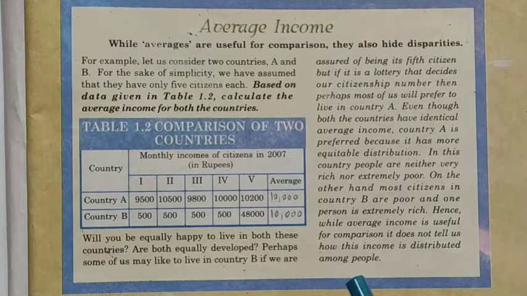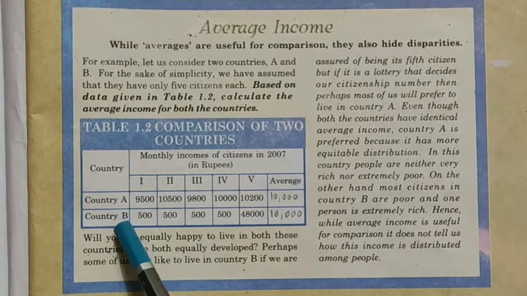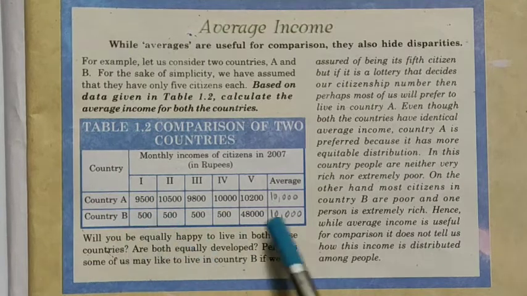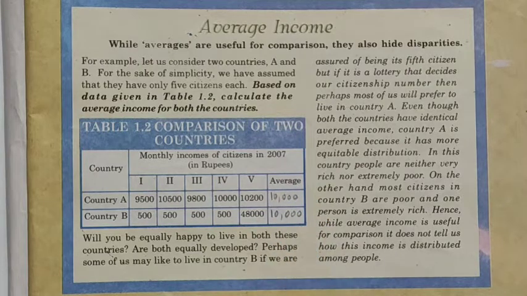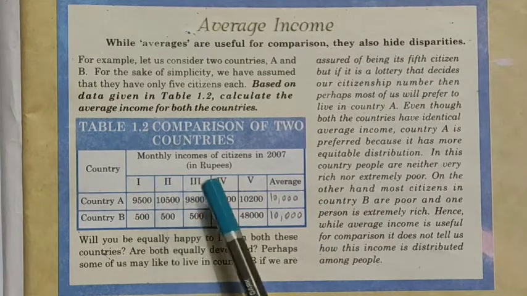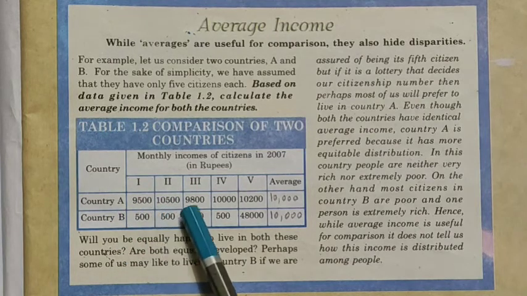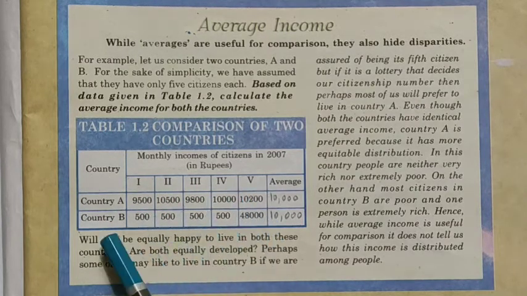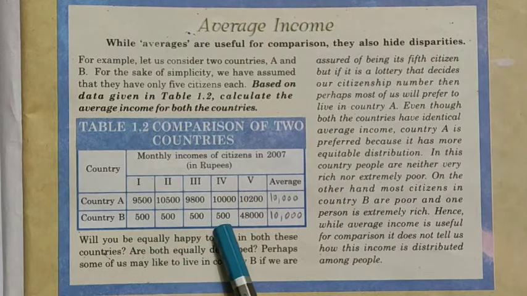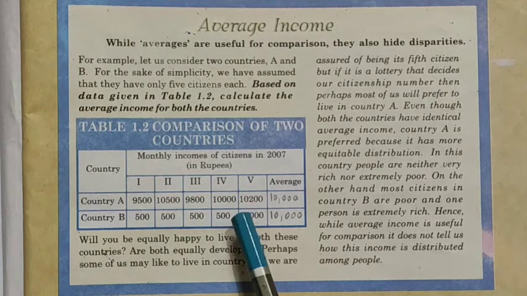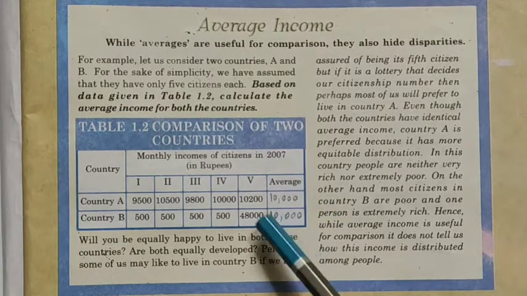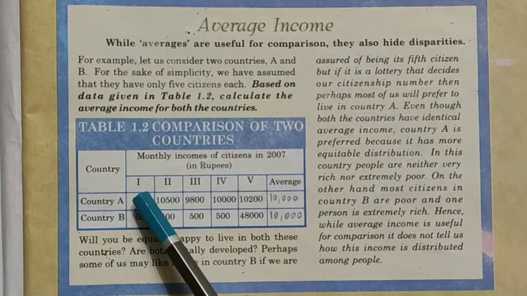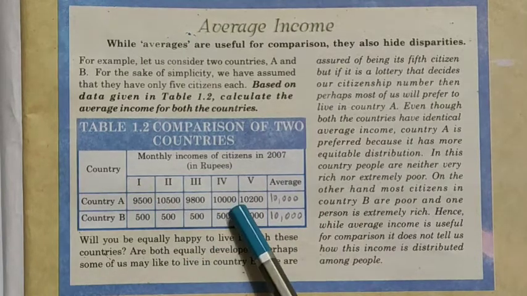Now coming back to the table, as we have calculated the average income for country A and B, both averages are the same, that is rupees 10,000 each. If you look at the income of the citizens of country A, their incomes don't have much difference. But for country B, 4 citizens have rupees 500 each, and the 5th citizen alone has 48,000. Because of this income, they got an average income similar to country A, even though the monthly income of country A is better.